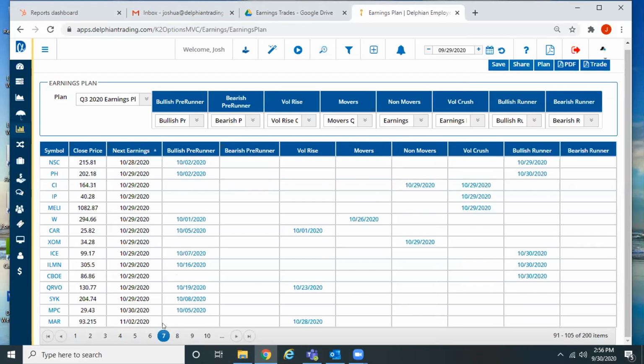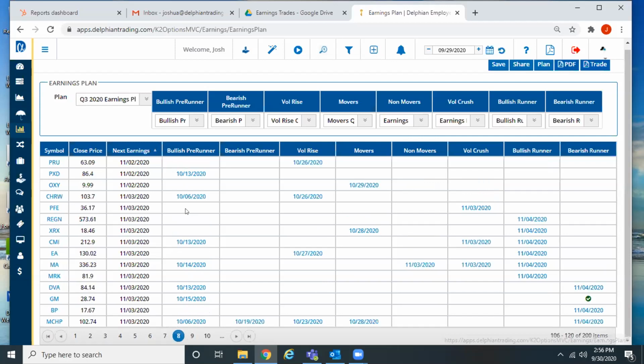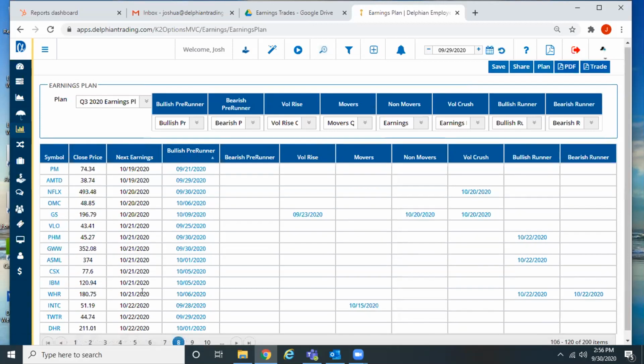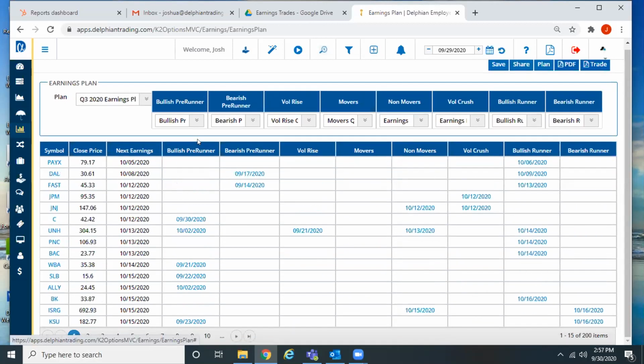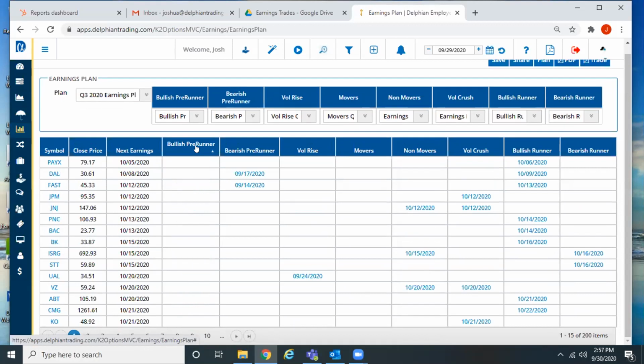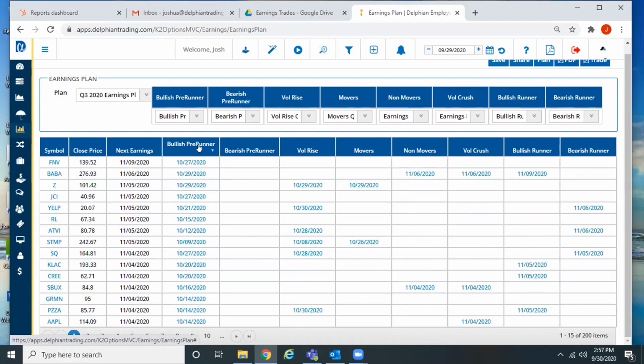Like here, the first 7, and you can see all these trades. After that, you shouldn't see any entries within the next few days. I was trying to get them to sort by this column, but it's not functioning properly yet.